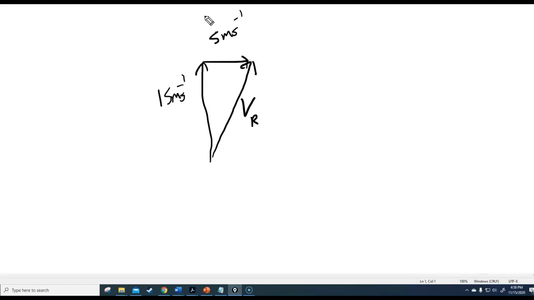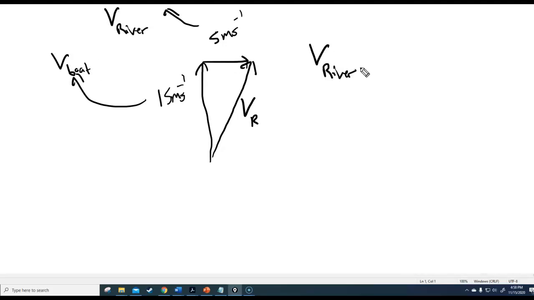components. Now, just to be able to label this, I'm going to call this vector over here V river, and this is going to be V boat. Okay, now, V river, it tells you in the problem that it's moving 5 meters per second to the east. And so let's assume a coordinate system whereby north is the positive y direction and east is the positive x direction. That means the velocity of the river should have an x component of 5 meters per second and a y component of 0.